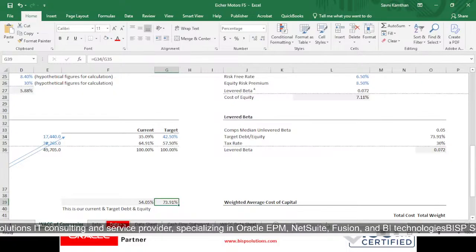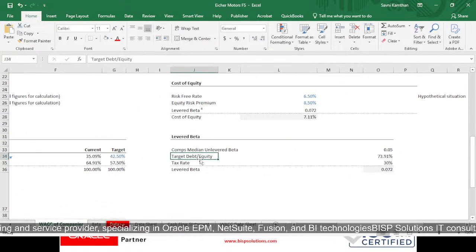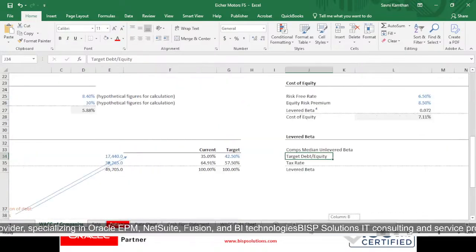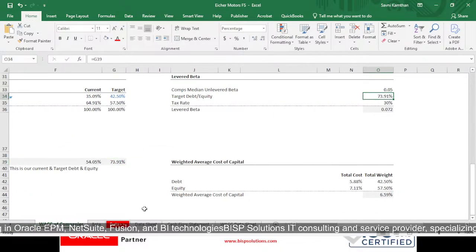So once this is done, we will be coming back to our levered beta, and it is asking us target debt upon equity. So we have our data as 73.91. So I will be linking it with my data debt upon equity.